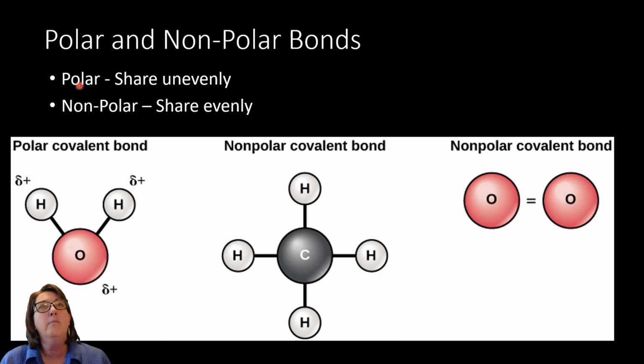I have polar and nonpolar bonds. So polar are going to share unevenly. So water is a polar bond. This is going to be oxygen, super electronegative. Hydrogen, not so much. When the electrons are getting pulled, oxygen is going to hold those electrons for a longer period of time. It's going to rarely let hydrogen have it. Hydrogen will have the electron just for a little bit, and it's going to pull it right back. It's going to spend most of its time around oxygen.